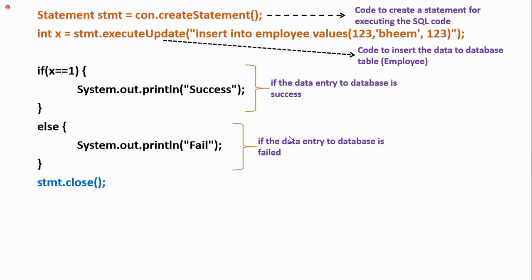Fourth step is done, executing the query. Fifth step is what? Closing the connection. That is what I'm doing here: closing the statement and closing the connection. If I do this much, this will complete my first program.